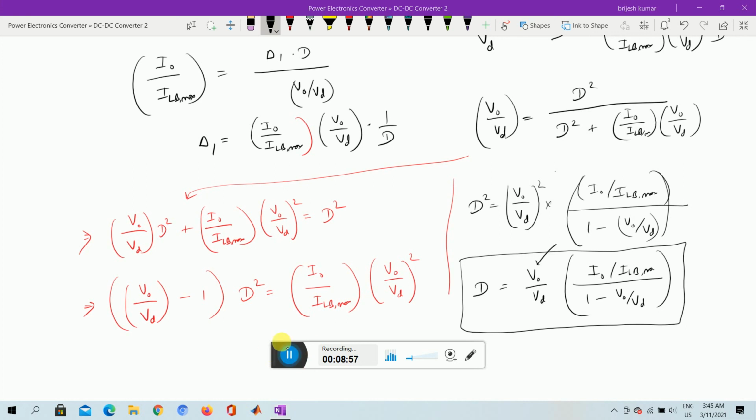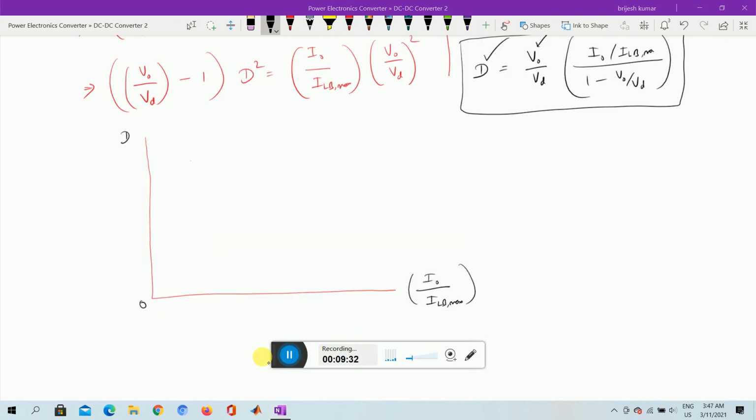So if V0 is constant, assume, so if Vd is changed, this Vd is changed because of the load current. So to keep this value, we can get the value from all this expression, we can calculate what is the value of d, your duty cycle. So the duty ratio d can be written in the function of I0 by ILB max, okay, for various values of Vd by V0, keeping V0 constant. So let us draw that curve.